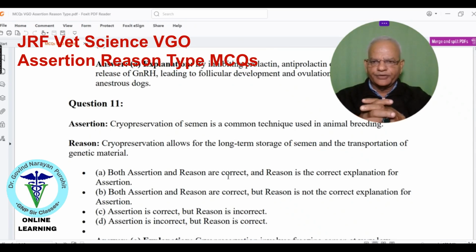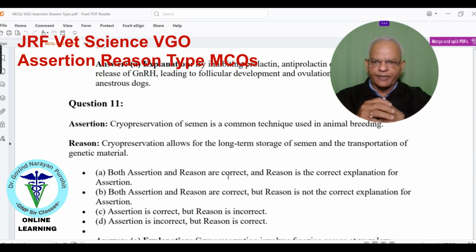In 1949, when Polge accidentally discovered glycerol for cryopreservation of spermatozoa, that was an immense discovery that led to cryopreservation of semen, because glycerol was then used as a cryoprotectant, and this assures the long-term storage of the semen.